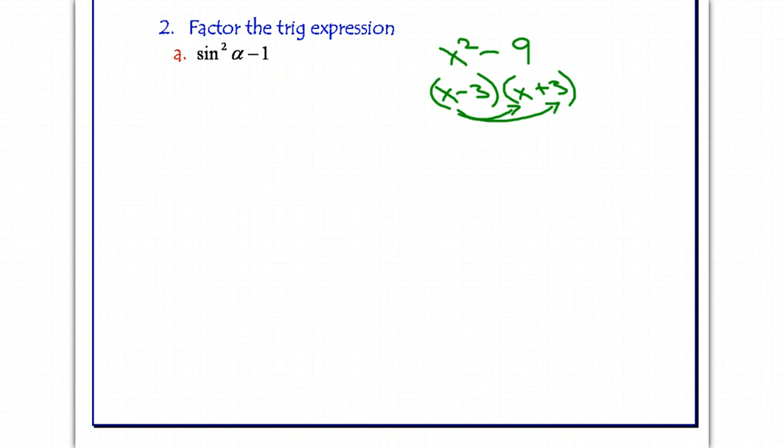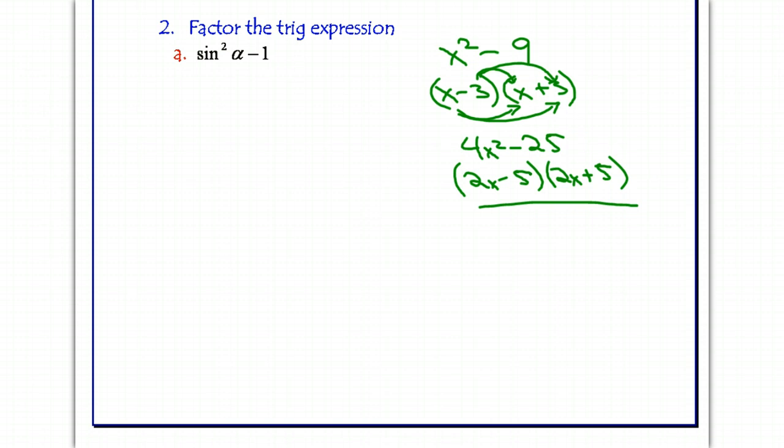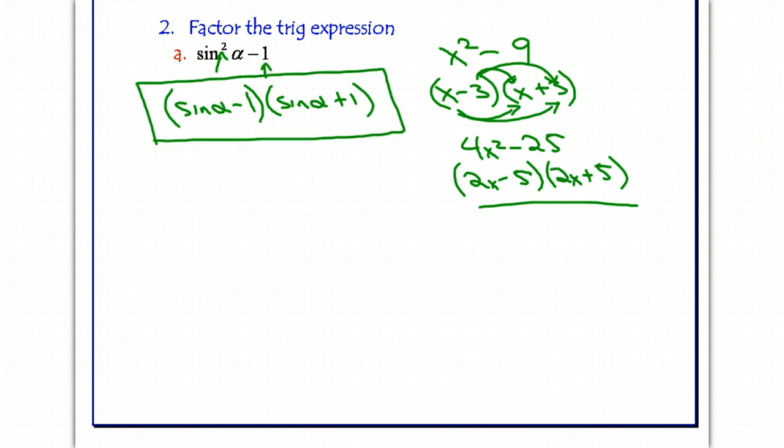Or as my freshman like to say, double rainbows. And you'll get the same thing. So the difference of two squares, if I had 4x squared minus 25, that factors into 2x minus 5 and 2x plus 5. So the difference of two squares factors nicely. Look, this is a square. 1 is a square. So they asked us to factor this, so we can. It's going to be the sine of alpha minus 1 and the sine of alpha plus 1. And in terms of factoring, that's what they asked us to do, and that's what we did.